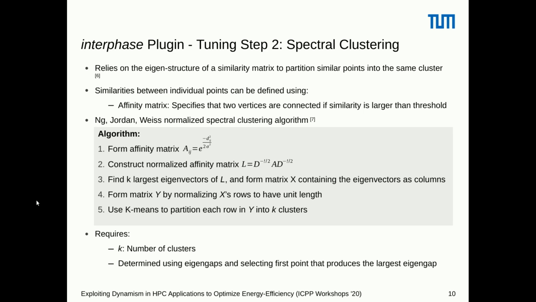To compute the number of clusters for k-means, we determine eigengaps between the eigenvalues of the normalized graph Laplacian. We then select the first point that produces the largest eigengap between the eigenvalues.